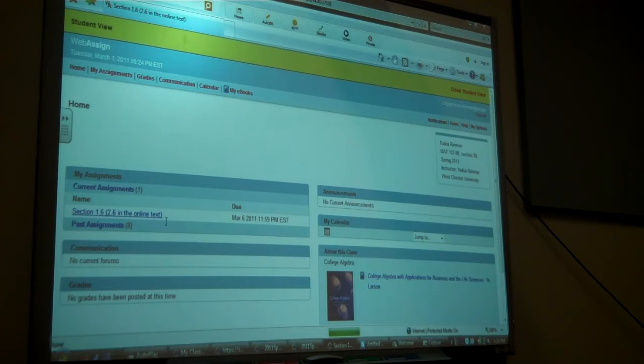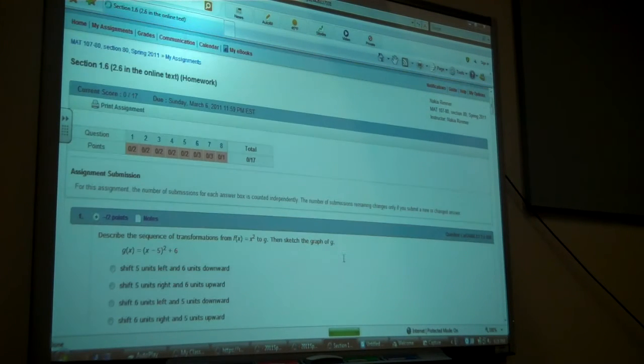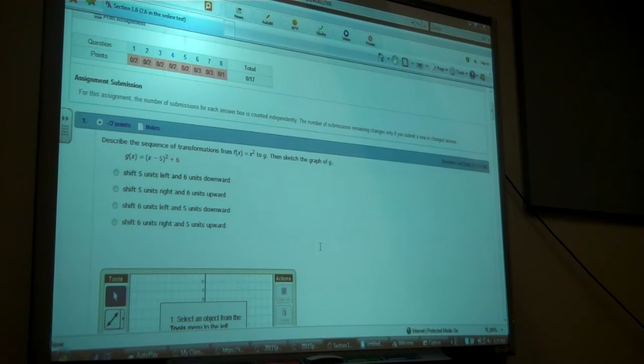I should be doing it this way, where I get to see what you guys get to see. This is the student view. Eight questions worth 17 points. Some 2-pointers, a couple 3-pointers, and a 1-pointer at the end. Oh, there's graphing.